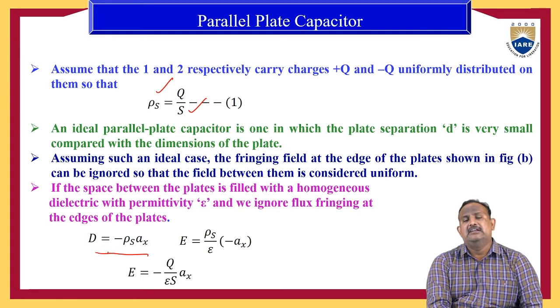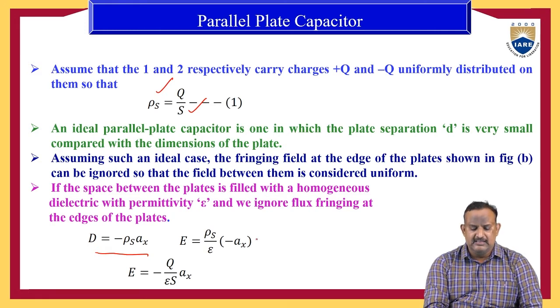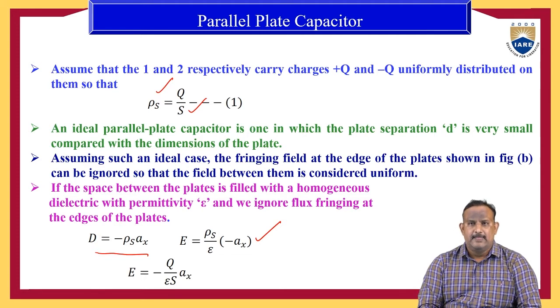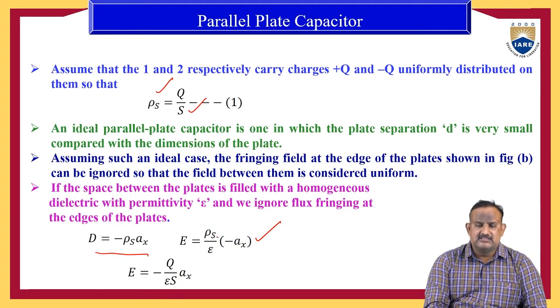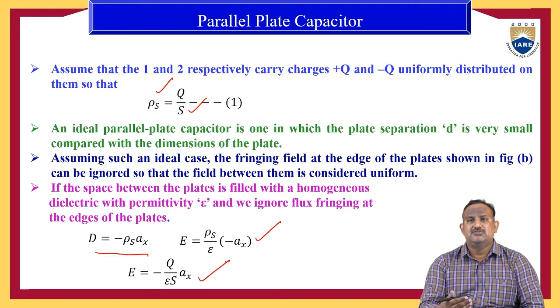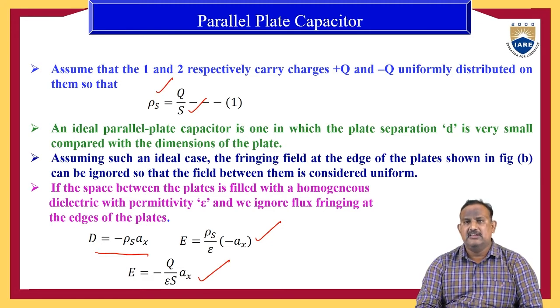You know that D is equal to epsilon E. Therefore, the electric field intensity E is equal to rho s by epsilon into minus ax, where ax is a unit vector along the x direction. And we know that the charge density rho s is equal to Q by S. Therefore, we substitute Q by S in place of rho s. The electric field intensity E is equal to minus Q by epsilon S into ax.